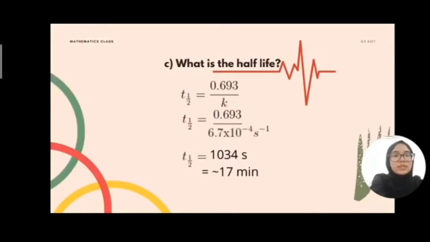So the last question is what is the half-life. From the derivation we did earlier, half-life is equal to 0.693 over k. So k we just insert the constant value from the equation, which is 6.7 times 10 to the power of negative 4 per second, and we will get 1034 seconds, or approximately 17 minutes.